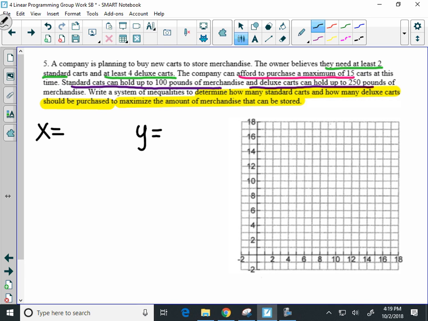And when you do this problem, you always look to when they talk about maximizing something in order to figure out your variables. Well, here we are maximizing the amount of merchandise by determining how many standard carts and how many deluxe carts. So I need to have variables for standard and deluxe. So let's make X the number of standard carts and Y the number of deluxe carts that this company can buy.